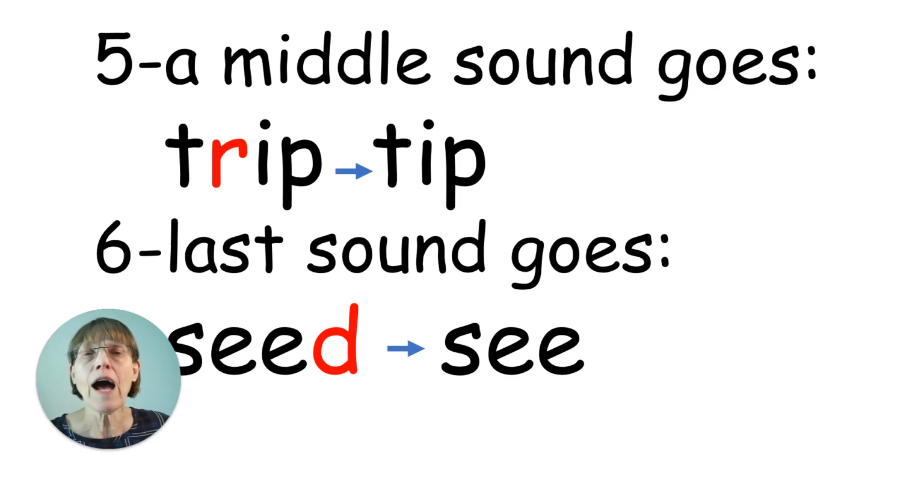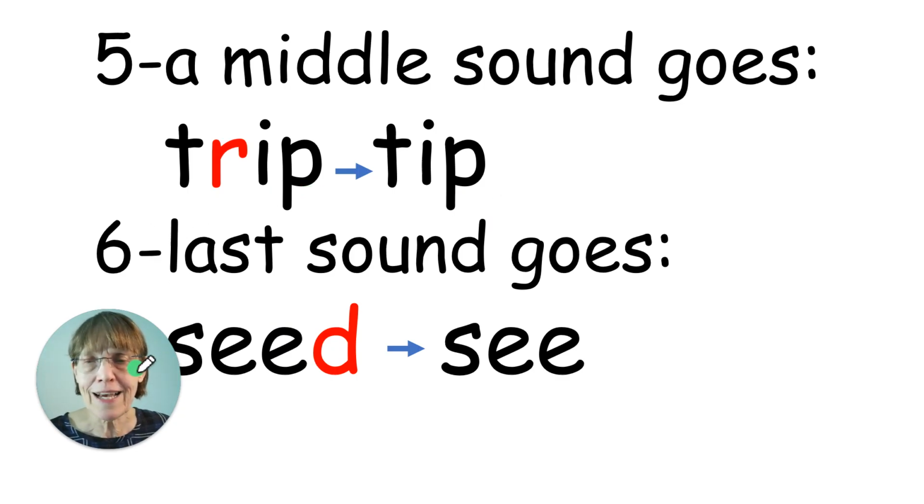Number 5, a middle sound goes. In this example, we have a 4 sound word with a blend, tr, that's 2 sounds, tr, and then i, and then p, the quiet p sound. But in this word, there's no R. The R is gone, and all we have is 3 sounds, t, i, p, tip. Tip and trip rhyme because both end in ip, but they are 2 different words.